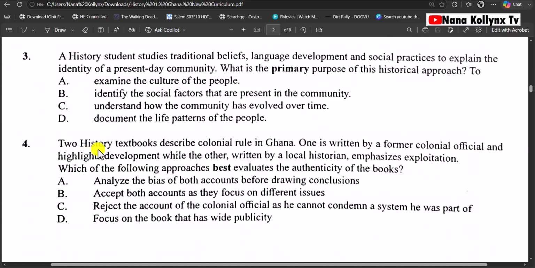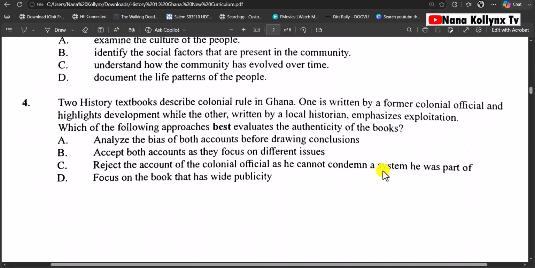Question number 4. 2 history textbooks describe colonial rule in Ghana. One is written by a former colonial official and highlights development, while the other, written by a local historian, emphasizes exploitation. Which of the following approaches best evaluates the authenticity of the books? Let's move on to question number 5.